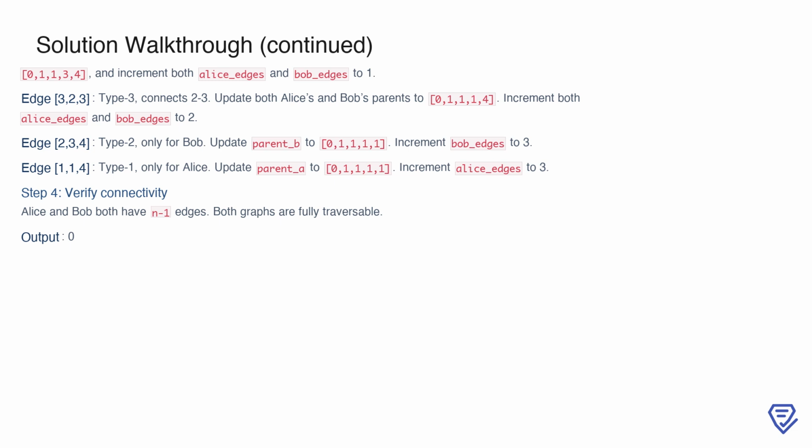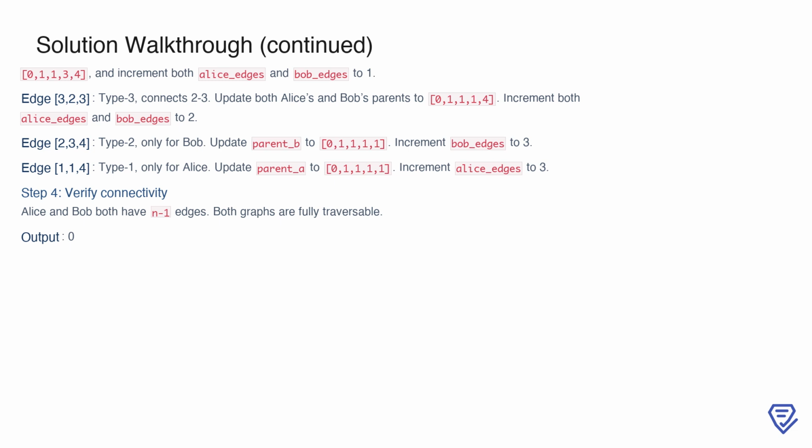Next, we process edge 3, 2, 3, another type 3 edge connecting nodes 2 and 3. For both Alice and Bob, we perform union operations, updating the parent arrays to 0, 1, 1, 1, 4. Both Alice's and Bob's edge counts increase to 2. The edge 2, 3, 4 is type 2, meaning it is only for Bob. By performing a union operation for Bob, we update his parent array to 0, 1, 1, 1, 1, and his edge count increases to 3.